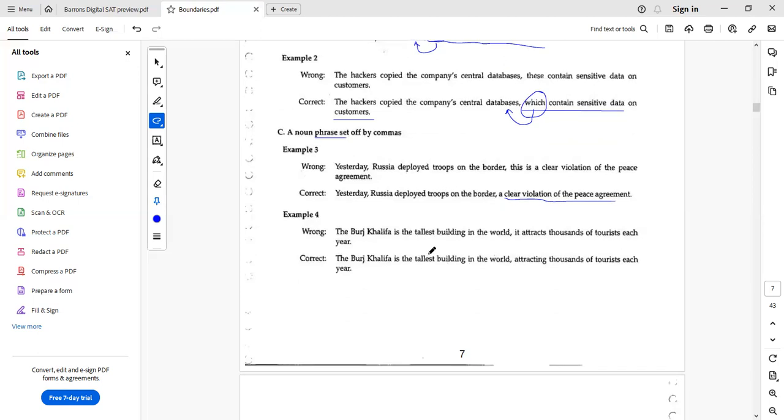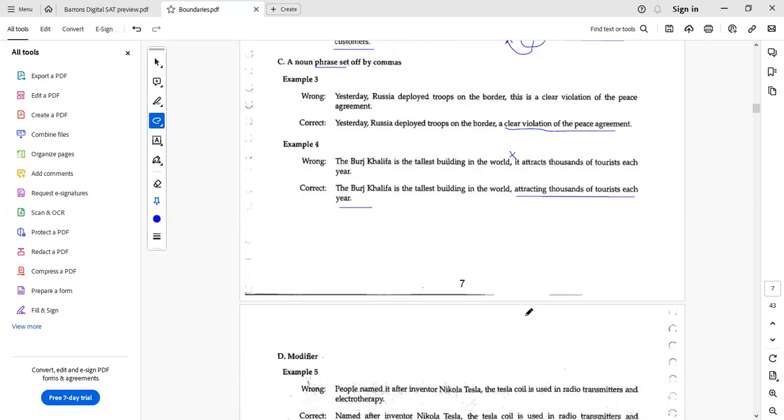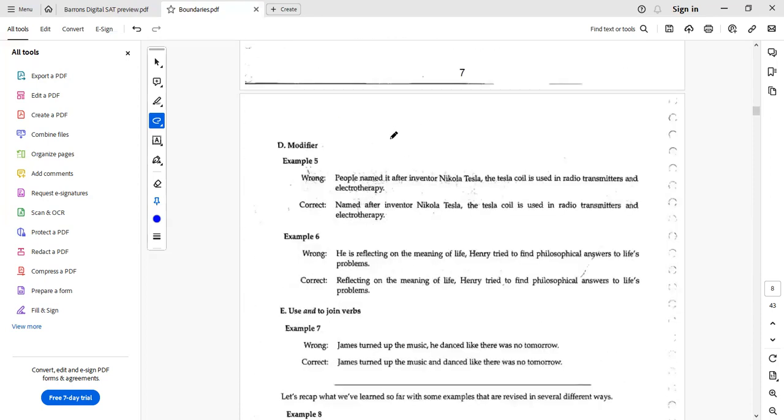Another one. The Burj Khalifa is the tallest building in the world. It attracts thousands of tourists each year. Subject verb, subject verb, independent, and a comma between them is wrong. So what he did, he changed the second one to be a modifier. No subject verb. Look, he canceled it and made attracts into attracting. A modifier. Again, he used the modifier.